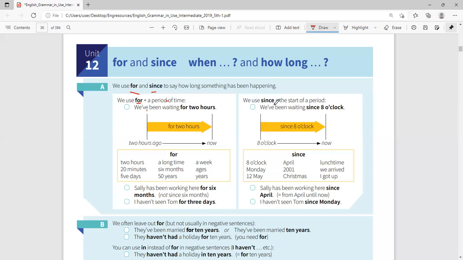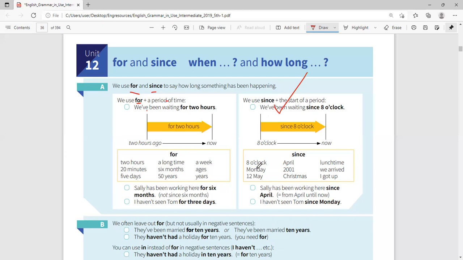On the other hand, this side, we use since plus the start of a period. We have been waiting since 8 o'clock. So 8 o'clock is the beginning, the time you started waiting. And when I put the word since, remember, it shows that it comes up to the present time.